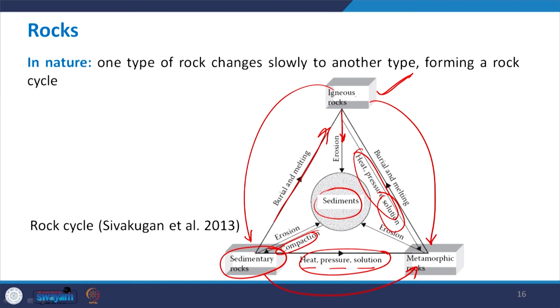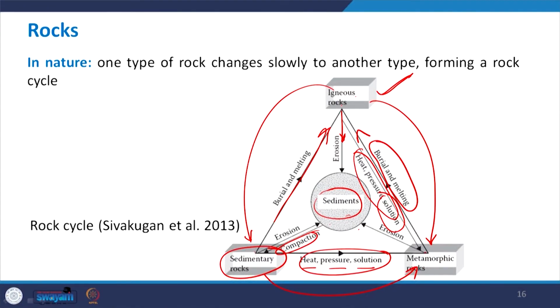Now, this metamorphic rock, if it is subjected to burial or melting, it will get back to the igneous rock. If it is being eroded for some reason, wind, water, glacier, anything, then this metamorphic rock will get converted to sediments. Once these sediments are compacted, they can be converted into sedimentary rock.